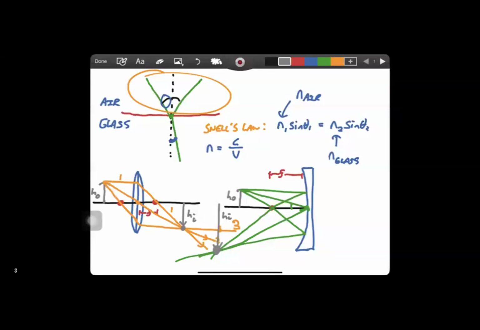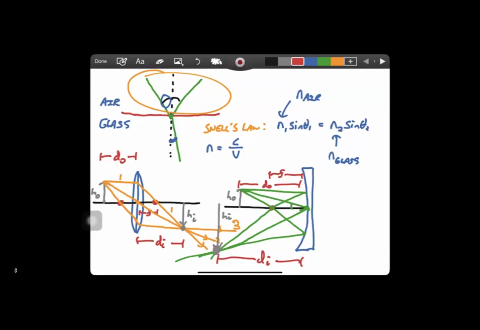A couple other things really quickly. We can also talk about the distance of the objects. In this particular example, with the lens, DO is the distance from where the object is located to the lens. And then DI is the distance from the lens to where the image is cast. Similarly, DO here is the distance from the object to the mirror, and DI is the distance from the image that's reflected to the mirror.